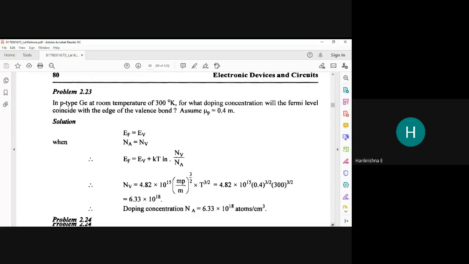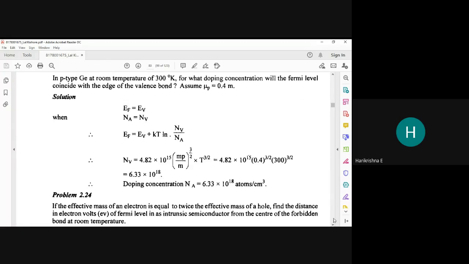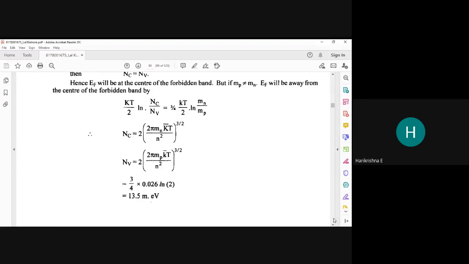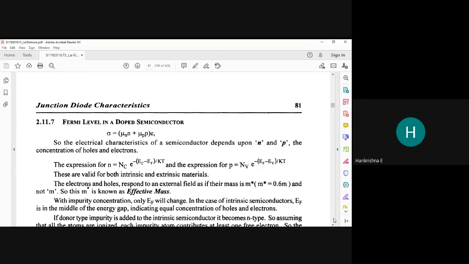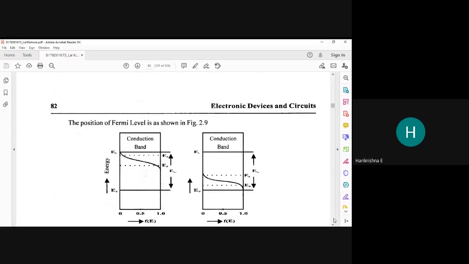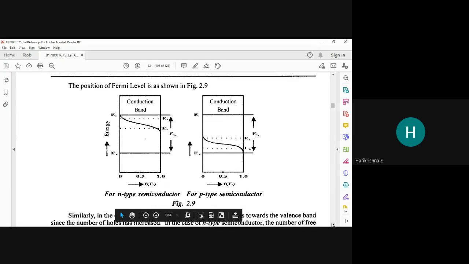So based on that, some problems are there. Mostly these problems are not required for you. Fermi level for doped semiconductor. This is how the Fermi level is moved towards the conduction band for N-type semiconductor. Fermi level is moved towards the valency band for P-type semiconductor. This is how the Fermi level gives the distribution of electrons and holes.